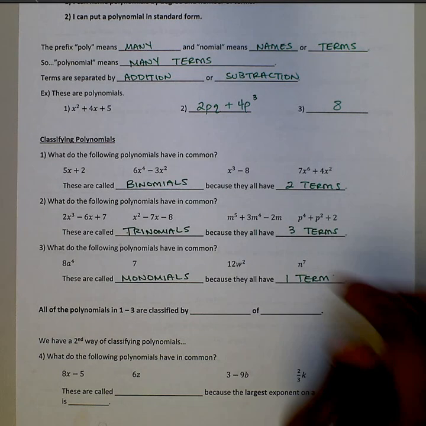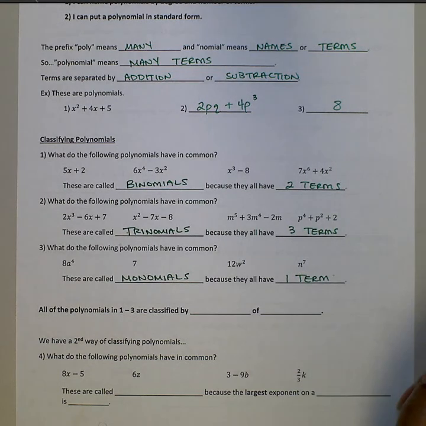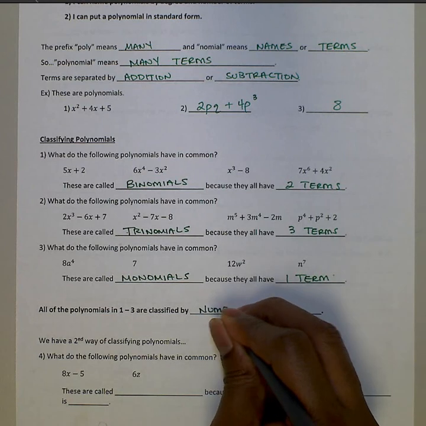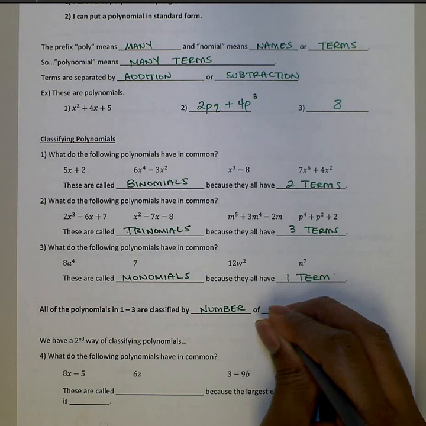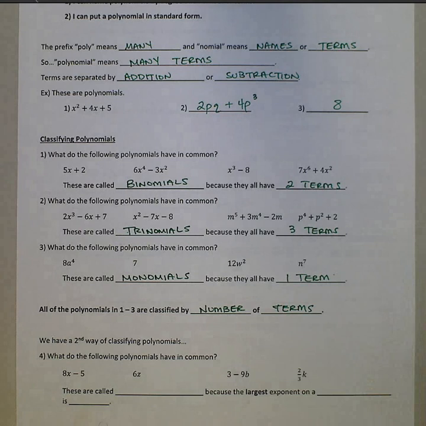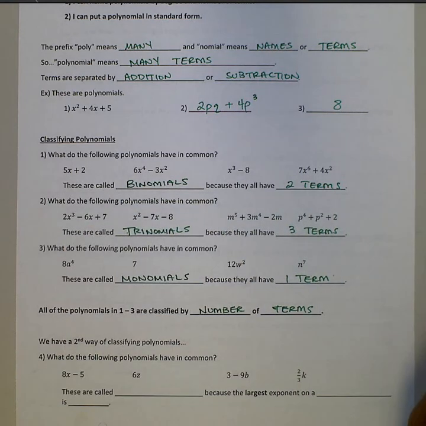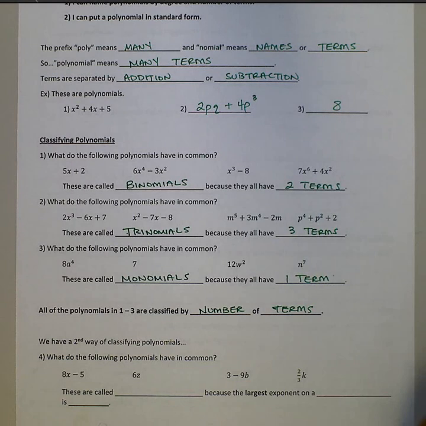So all these polynomials 1 through 3 are classified by number of terms. Okay, and there can be polynomials with more than 3 terms. But if that happens, then we'll just call it a 4-term polynomial or a 5-term polynomial. Okay, so if that does happen, I'm not going to require that you remember those specific names. So mono, binomial, trinomials, those are the 3 ways you should be able to classify a polynomial based off of the number of terms it has.